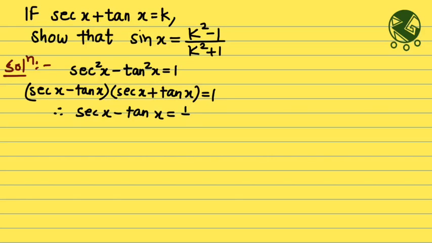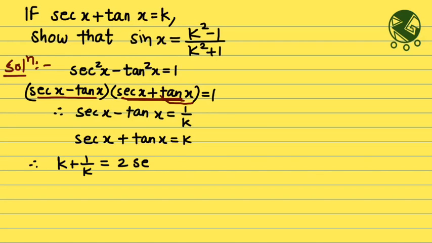So sec x minus tan x is what? See, this term sec x plus tan x is already given to be k. Then what is the value of this? This k will go on this side and we will get 1 by k. So sec x minus tan x is equal to 1 by k. Sec x plus tan x is equal to k, it is already given. Let's add. If we add these two, we get twice sec x. And if I subtract and do k minus 1 by k, it is going to be twice tan x.